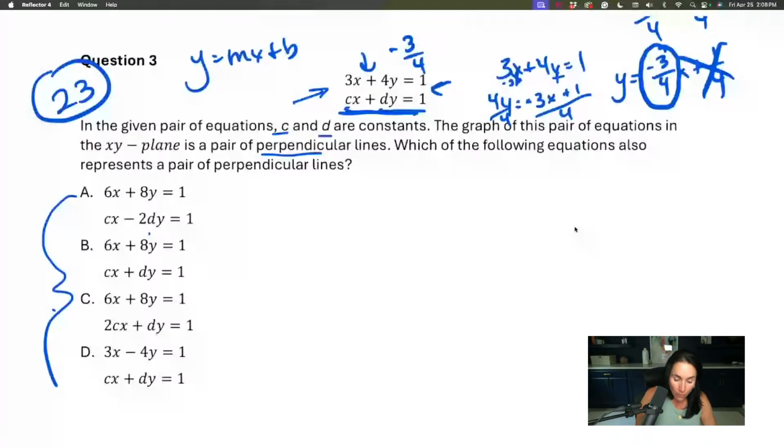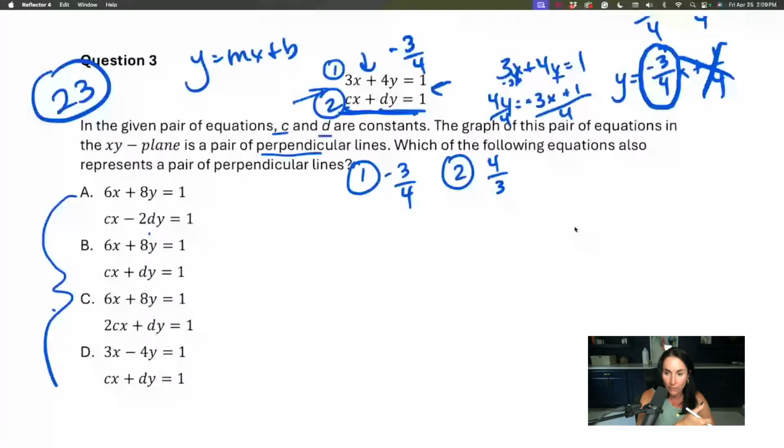All right. So we'll call this line 1 and this line 2. The slope of line 1 is negative 3 over 4. So that means the slope of line 2 is going to have to be positive 4 over 3. Opposite: if it's negative, it's positive, or if it's positive, it's negative. Reciprocal: 3 over 4 becomes 4 over 3. Flip it. Okay. Now that we have that, I still need to figure out what my C and D are, because I have to plug them in here. That's why this thing takes forever.